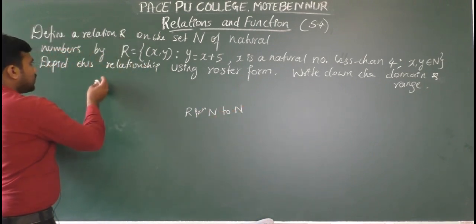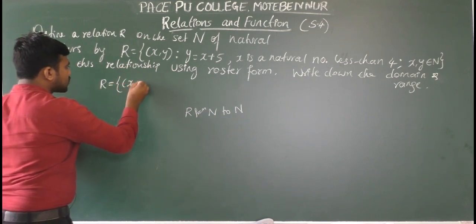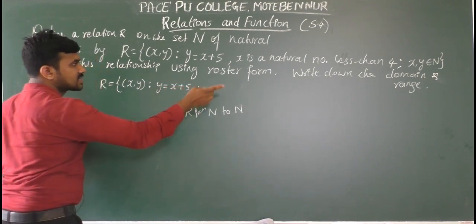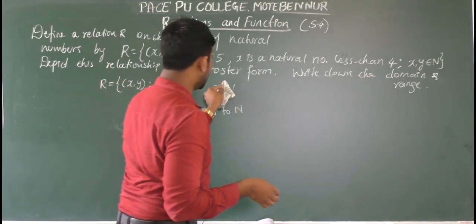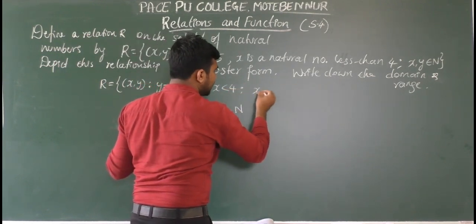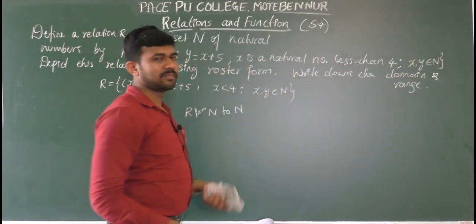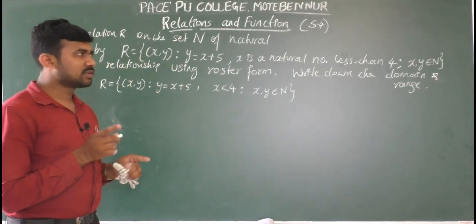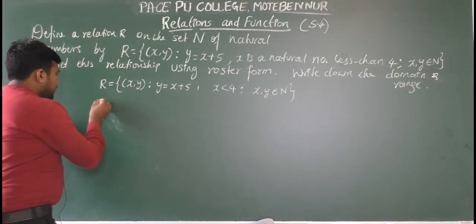So here the given R is equal to the set of all ordered pairs x comma y such that y is equal to x plus 5, and x is a natural number which is less than 4. So clearly x is less than 4. This is the given, and both x and y are natural numbers. Since both sets are N, what are the ordered pairs we will get in this set?